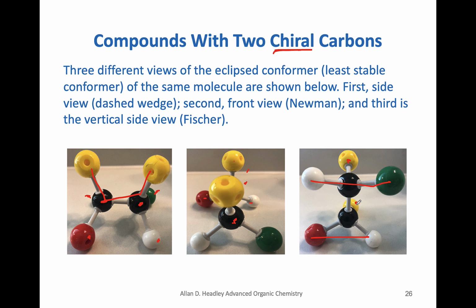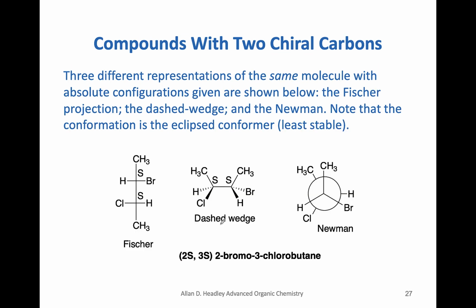But the bottom line is, this carbon is chiral, that carbon is chiral, the one in the back is chiral, because each has 4 different groups bonded to that carbon. Now the challenge comes in representing these using conventional representation. For example, the Fischer. Here's a Fischer.